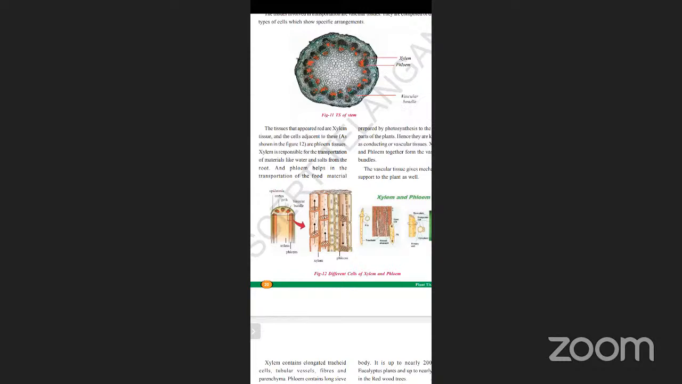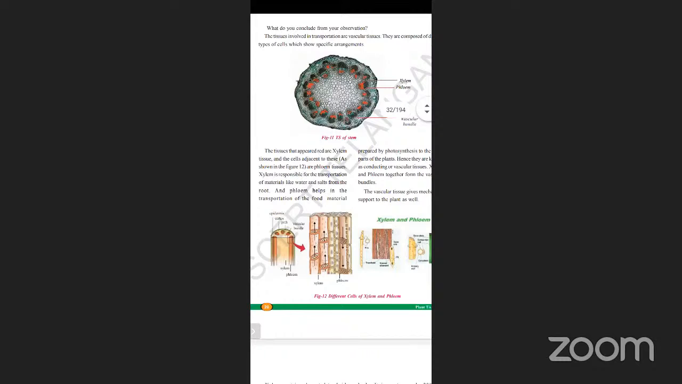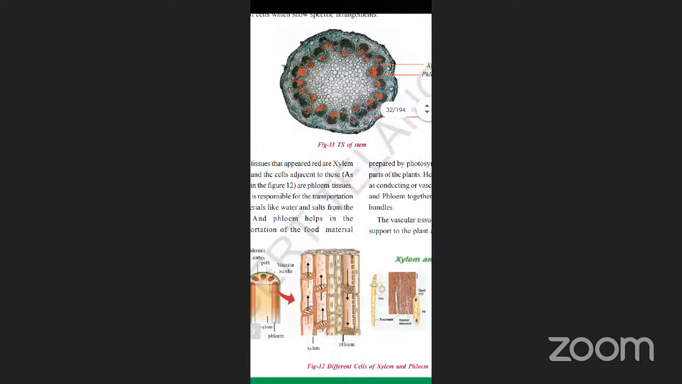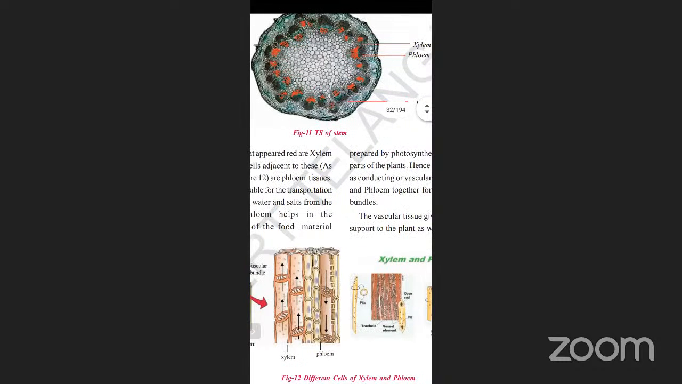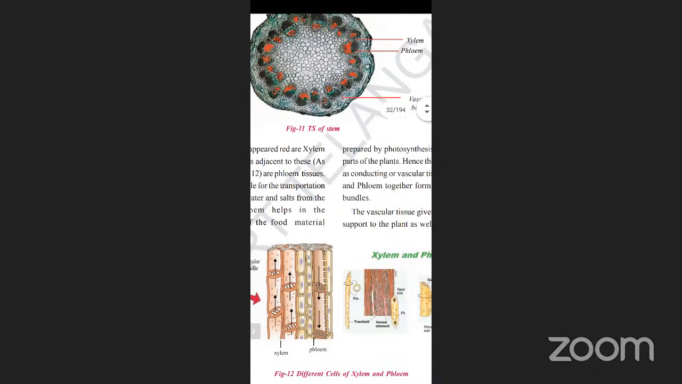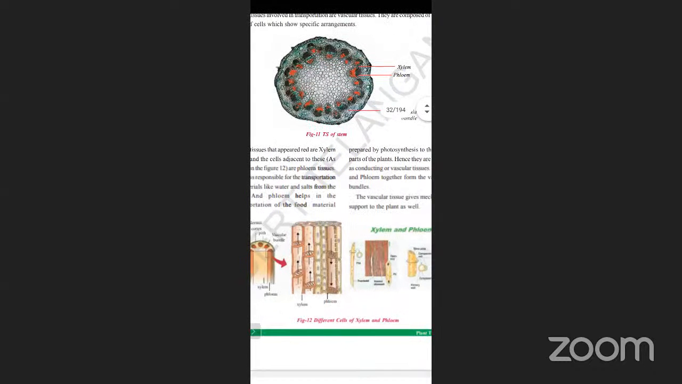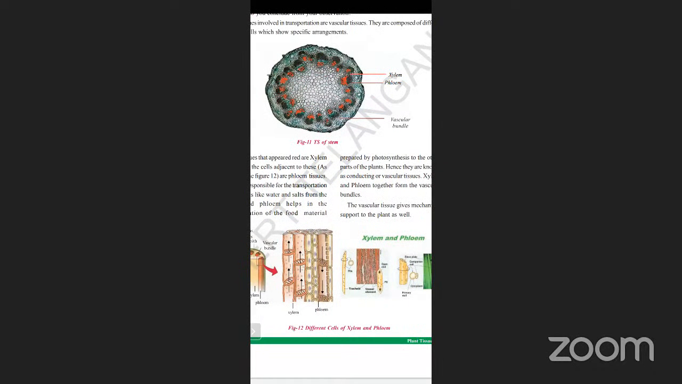So the tissues that appeared red are xylem tissue, and the cells adjacent to these, as shown in the figure, are phloem. Please look at the screen, all of you. The tissues appearing in red color are xylem, and the adjacent cells of this xylem are phloem.